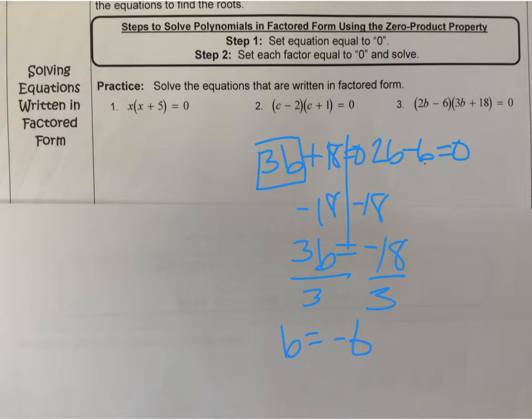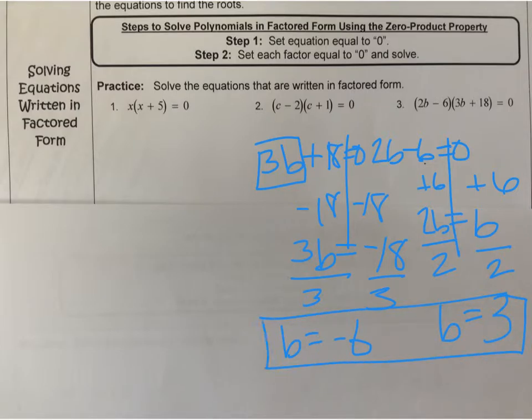For our second equation, we're going to draw our line. We're going to add 6 to both sides. So I have 2b equals 6. I'll divide by 2. And b equals 3. So our two solutions would be b equals negative 6 and b equals 3.